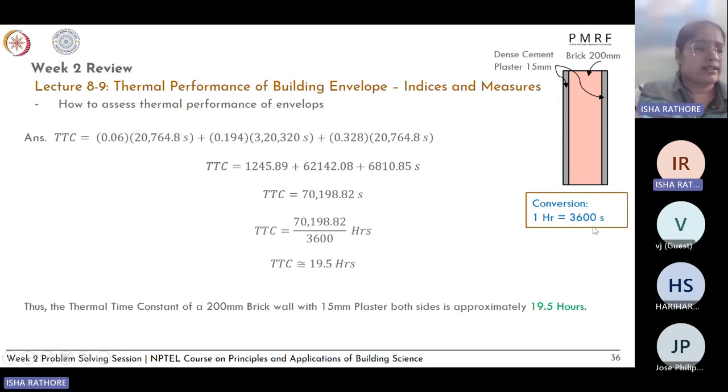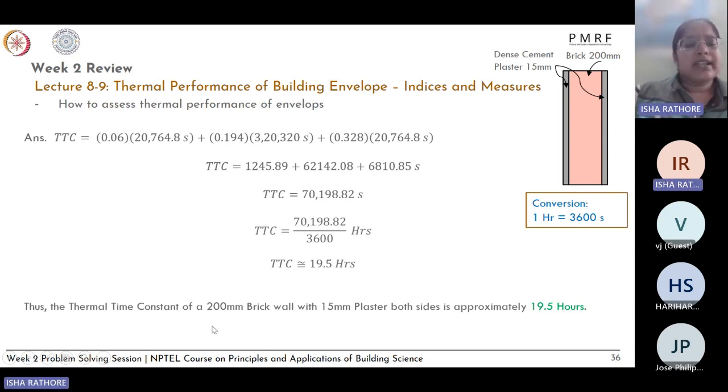Okay, so then we convert these seconds into hours. So 1 hour is 3,600 seconds. So we get a TTC of close to 19.5 hours. Okay, so TTC is expressed in hours. So you'll get the answer in seconds. You can convert it to hours. If your question demands an answer in seconds, you can put it in seconds also. But TTC is expressed in hours usually.